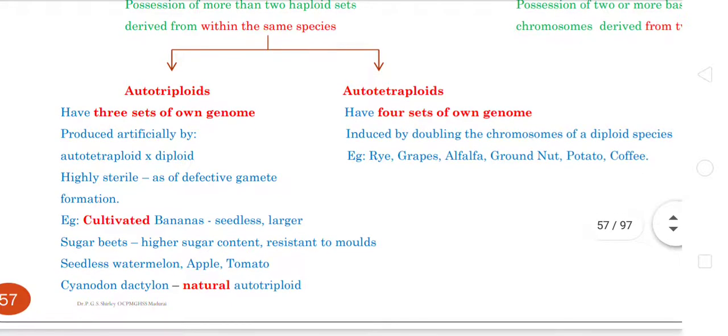For example, in cultivated banana, triploids emerge here. Seedless fruits can be seen in watermelon, apple and tomato. Another plant is a weed plant, Cynodon dactylon. This is also an example of a natural autotriploid. Commonly we call it doob grass.